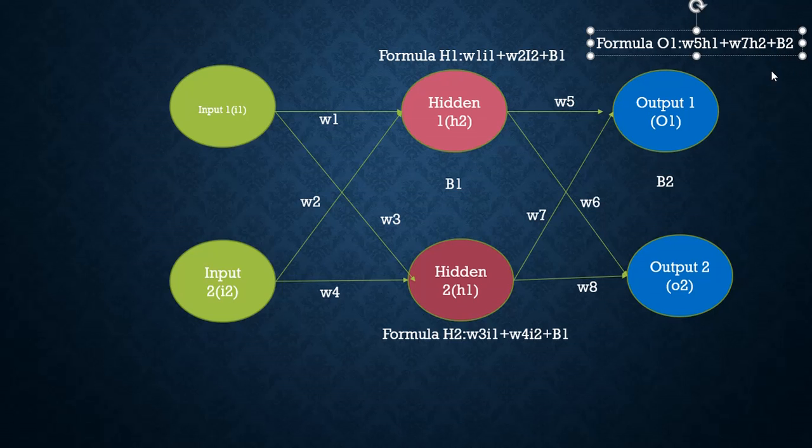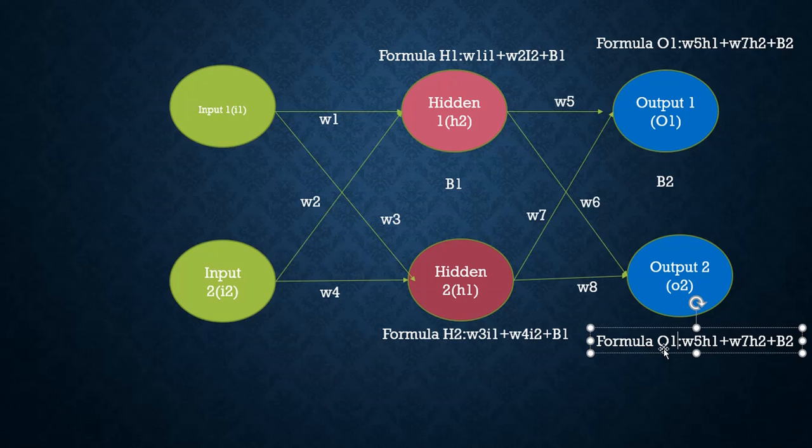Okay. This is the formula for output 1. Again, if we want to rewrite the same formula for output 2, this is the formula for output 2. Again, here it is weight 6 into h1, plus weight 8 into h2, plus b2. This is the formula for O2.